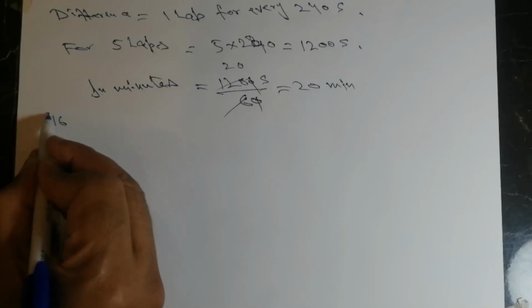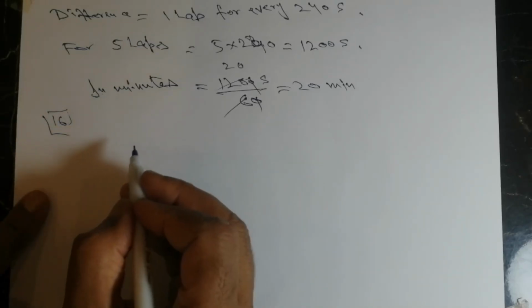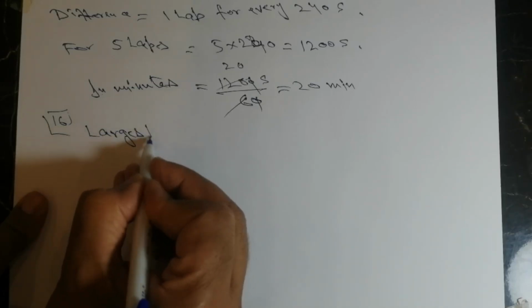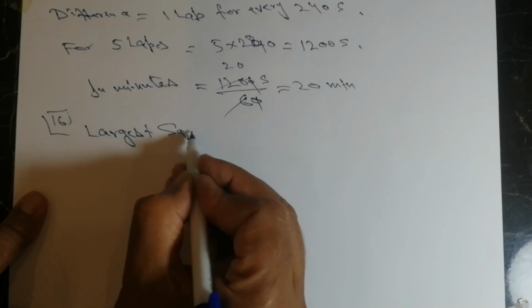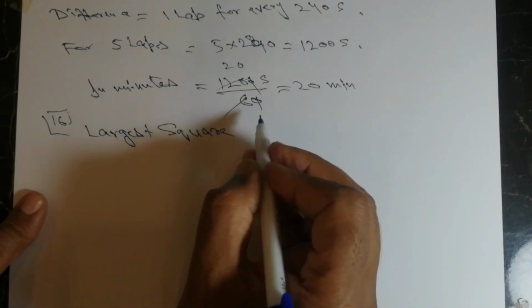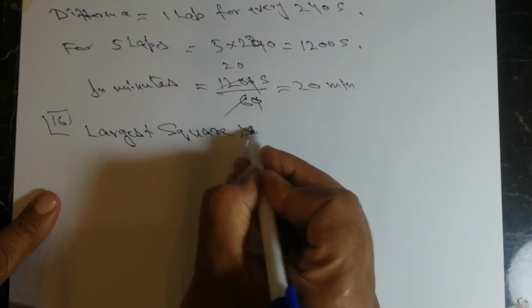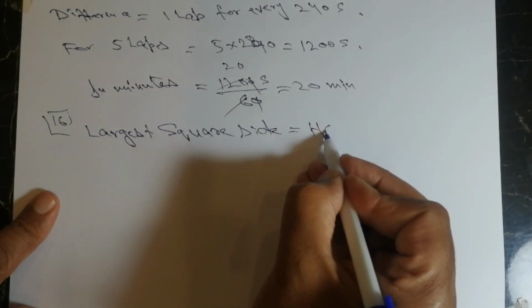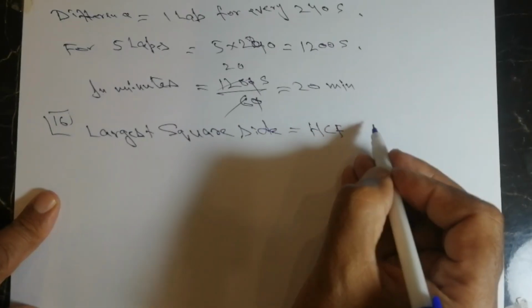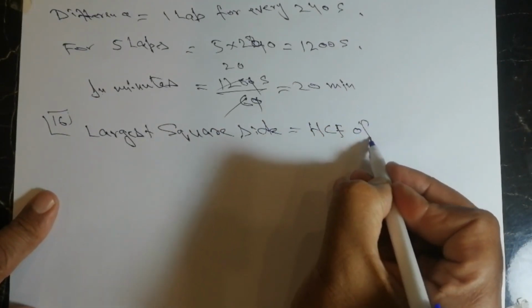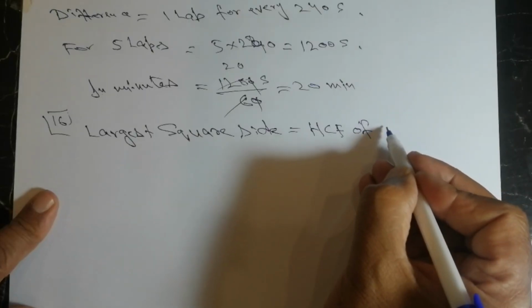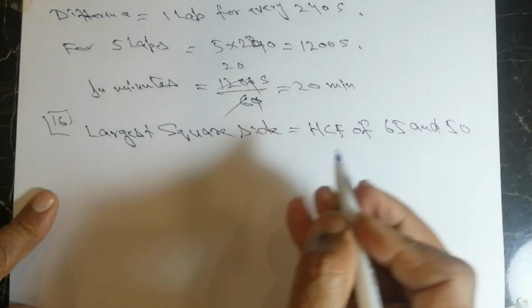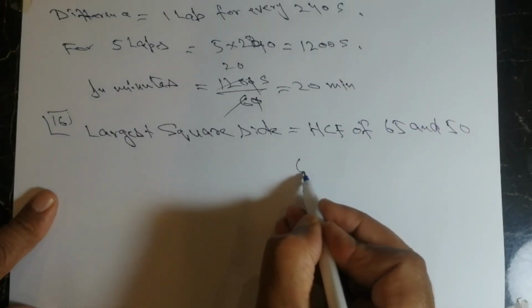Question number 16. Largest square side equal to HCF of 65 and 50. So we need to find HCF.